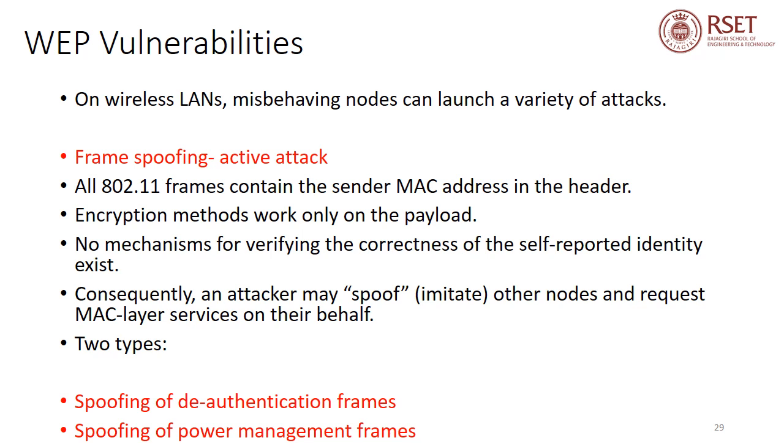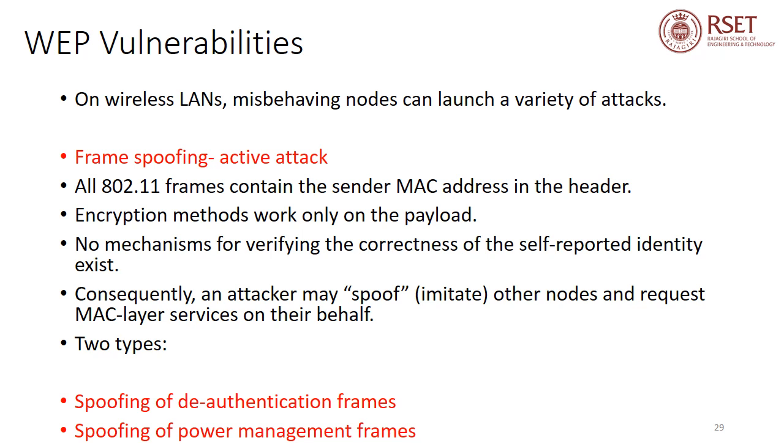And when we are performing encryption on the data that is passed, the encryption is done only on the payload part. There is no encryption done on values like the MAC addresses. And also there is no mechanism for verifying the correctness of the self-reported identity. That is, we don't have any mechanism to check whether the MAC address present inside the header of a frame is correct or not.